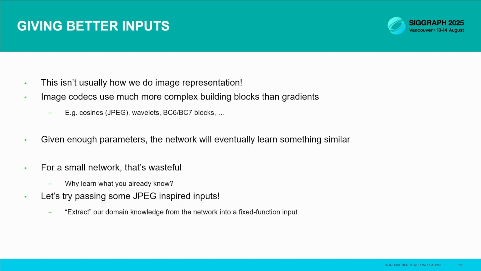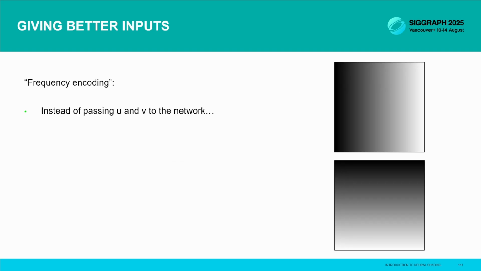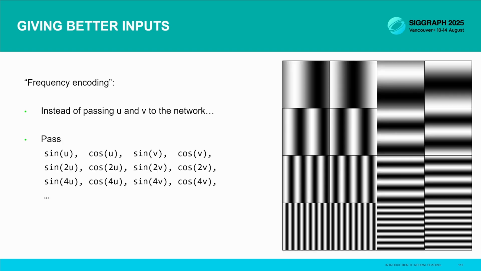So let's try giving the network some more useful inputs that are sort of loosely inspired by JPEG. In a way, we're distilling the existing knowledge that we have about image compression into a fixed function block that's fed to the network, and only have the network learn the rest. I didn't come up with this. This is something called a frequency encoding. And so what it means is that instead of giving the network just the u and v coordinates, we first pass u and v through sine and cosine functions at different frequencies. And then we give that to the network.